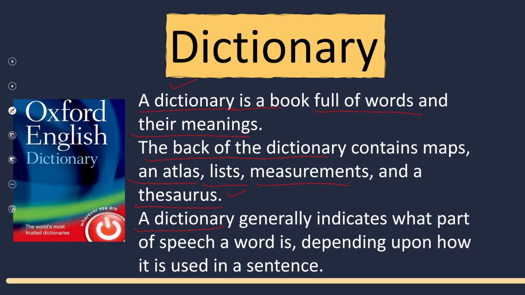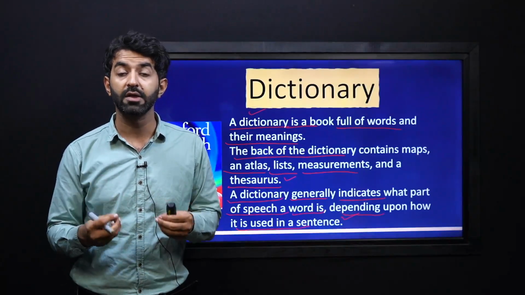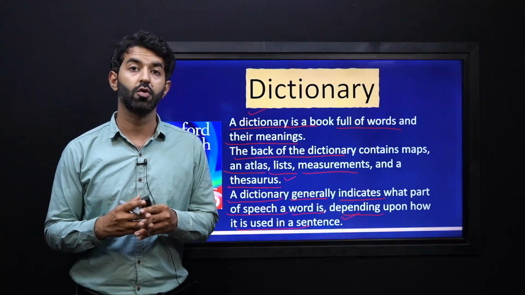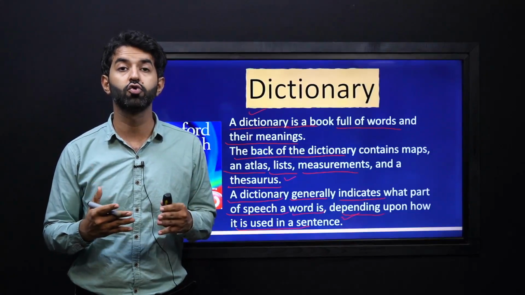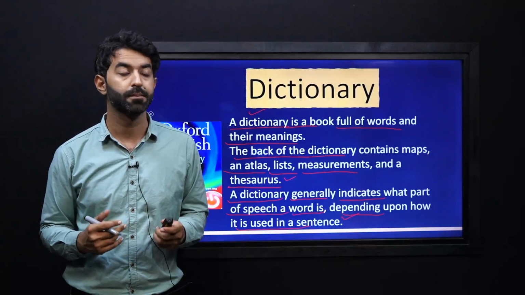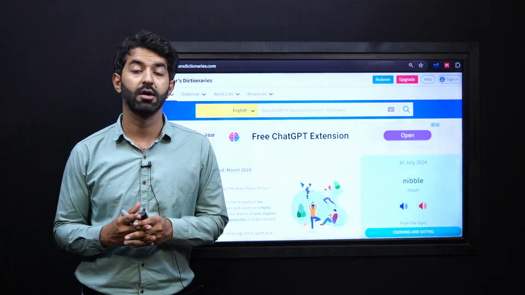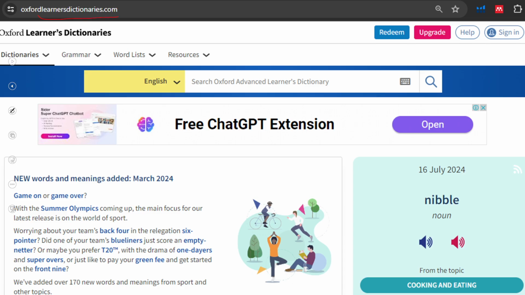And a dictionary generally indicates what part of speech a word is depending upon how it is used in a sentence. So it also has the word class, the definition of the word, and there could be different definitions of the same word depending upon the context. There could be the pronunciation key, the etymology, and so many other things related to one entry word, as we call it. Now, in order to access a dictionary online using a website, you can see that this is oxfordlearnersdictionaries.com.